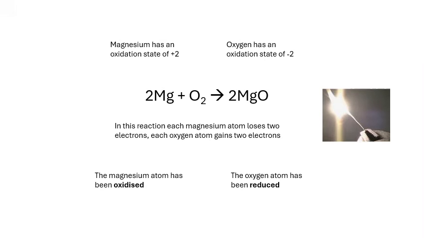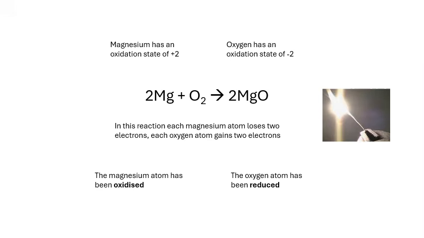Now, magnesium has an oxidation state of +2. Oxygen has an oxidation state of -2. So magnesium oxide is just going to be MgO. Now, I've done this balanced equation here. We need to double the magnesiums because oxygen's actually a molecule, O2, and we're going to end up with 2 MgO. So I've balanced the equation, but basically 1 magnesium, 1 oxygen atom, MgO.